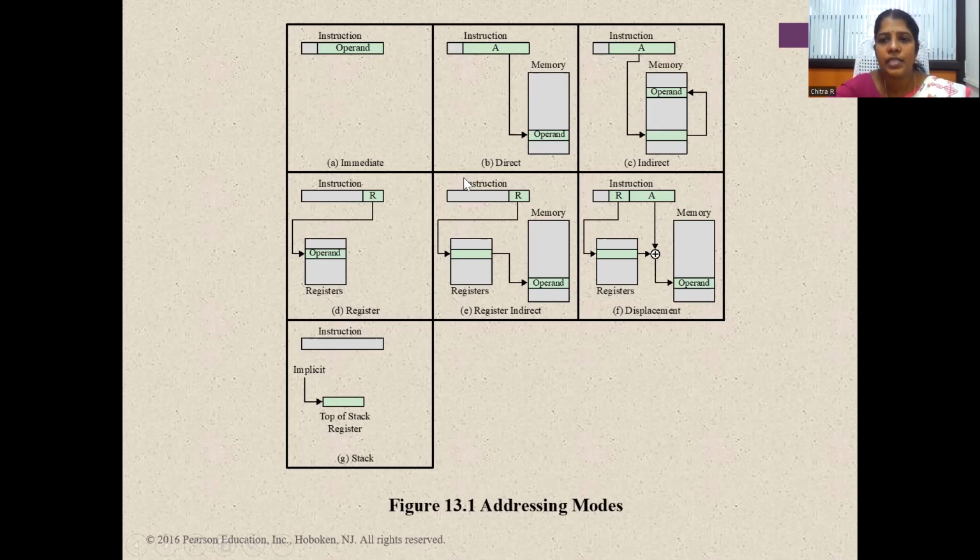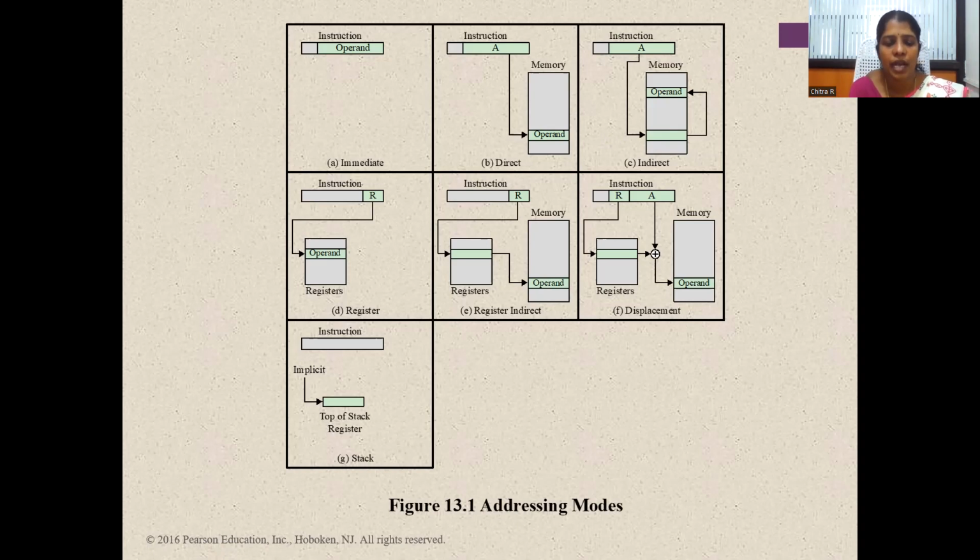The next one is the registers. Registers means general purpose registers. These are available inside the CPU itself. The contents are available in the registers. Then we say this is the register addressing mode. The next is the register indirect addressing mode. In that, first the register is referred. Go to the register, the address location is available inside the register, and that address location is then referred, and from that the content is taken. That is the concept of the register indirect mode.